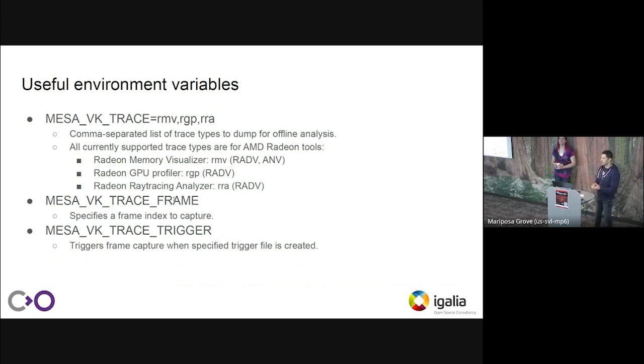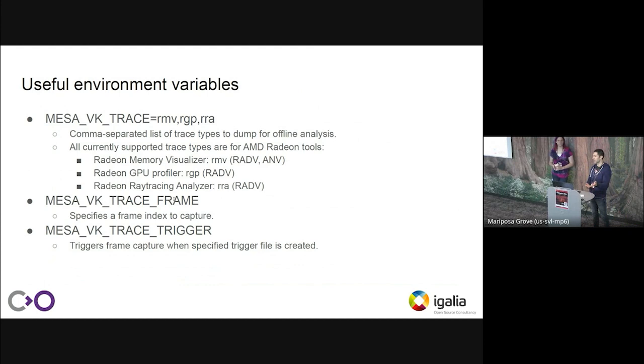So one of them is MESA_VK_TRACE. This was initially developed for Raspberry, and the idea is that you pass a comma-separated list of trace types that you want to dump, and these are for integration with the Radeon tools like the memory visualizer, GPU profiler, and ray tracing analyzer, but it's not necessarily exclusive to the Raspberry drivers. For example, Intel added support very recently for the memory visualizer dumps as well.